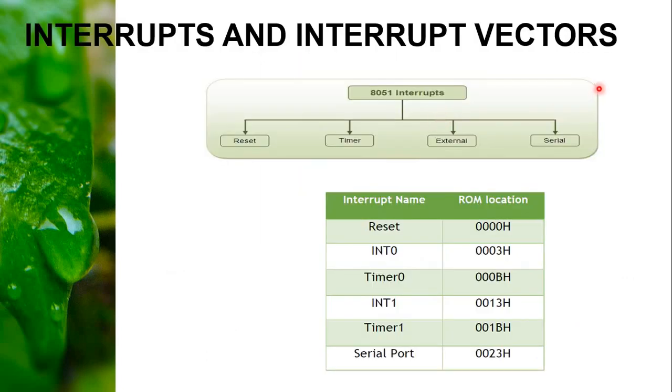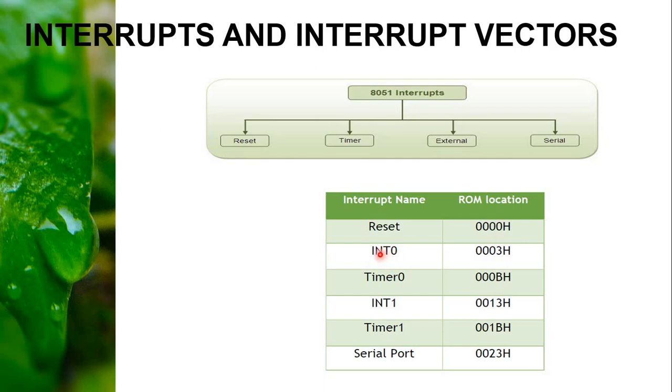Now, interrupts and interrupt vectors. There are types of interrupts we have. The major types are the timer interrupt, external interrupt, and serial interrupt, and reset is also one type of interrupt. Here is the interrupt name and the location it accesses. The reset interrupt accesses location 000H, where H indicates a hexadecimal value.